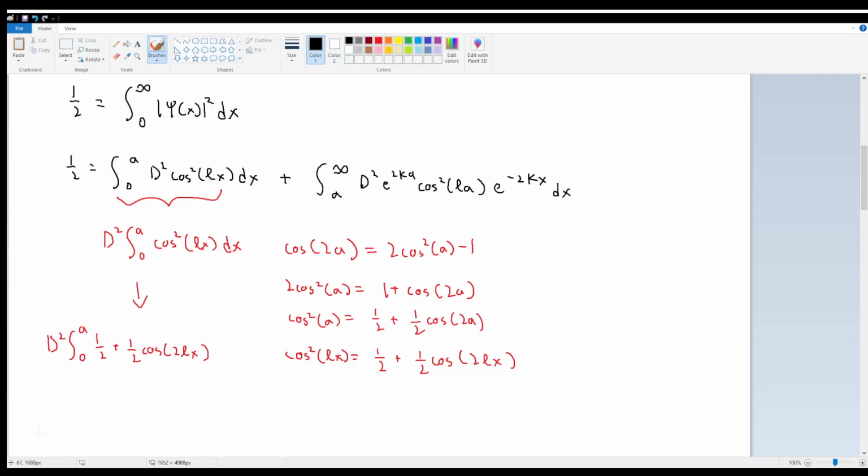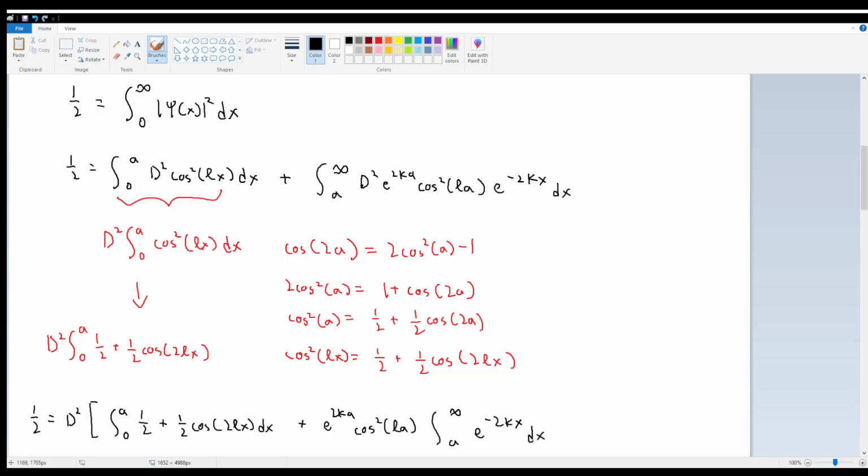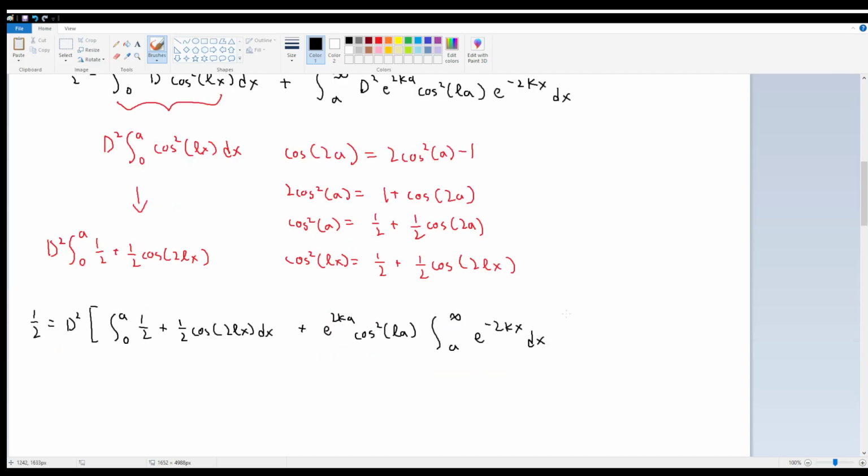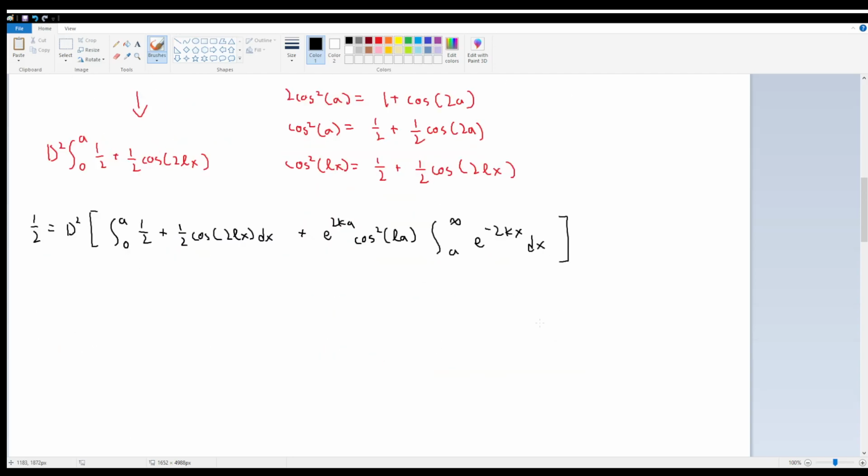Going back to black, our general formula is 1/2 equals D squared multiplied by the integral from 0 to a of 1/2 plus 1/2 cosine 2lx dx, and then we're adding e to the power of 2ka times cosine squared la, integral from a to infinity of e to the negative 2kx dx. And this is an integral we can just do.